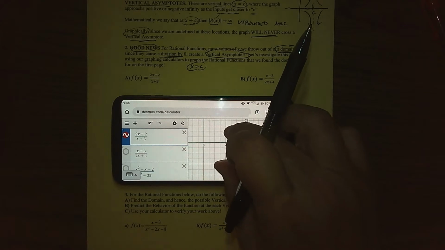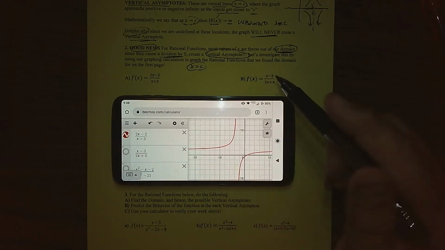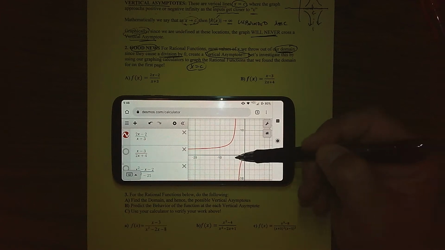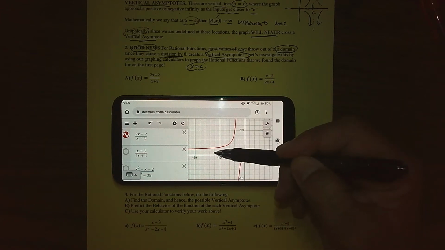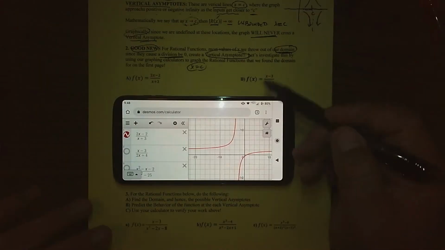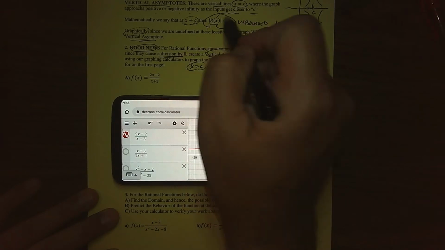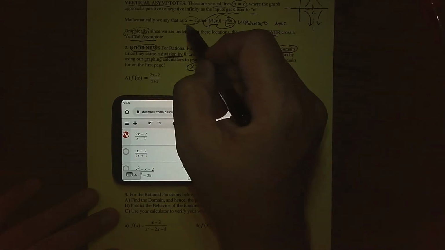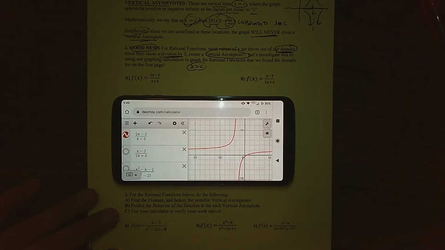And you can see as I zoom out of that area, the graph is literally ripping itself apart. So as we approach negative 3 from this side, the outputs are going towards negative infinity. When we approach negative 3 from this side, the outputs are going to positive infinity. So that's kind of what that definition is saying. So absolute value-wise, our outputs are getting huge as our inputs get closer and closer to that c value.